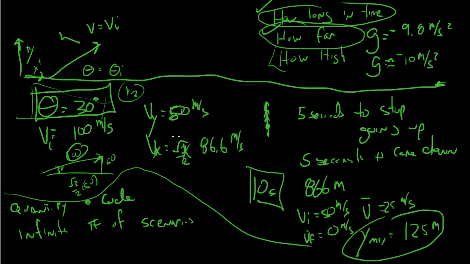However, the problem that stirred me to understanding it this way was: throw something up at 50 meters per second, how long until it stops going up? It stops going up in about 5 seconds. All of this is assuming 10 meters per second squared. So that's the layout of this problem.